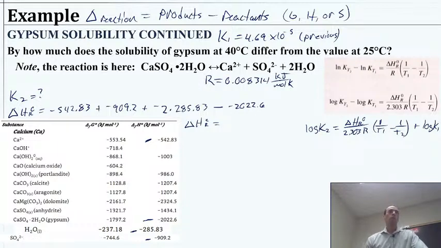So once you find the K2, what you want to do is then make some comparison. So quantitative comparison, you could divide one by the other. You could do some form of that to make a statement of how much they differ.